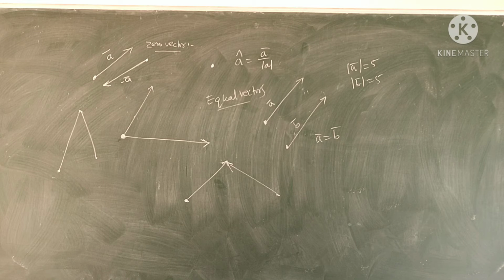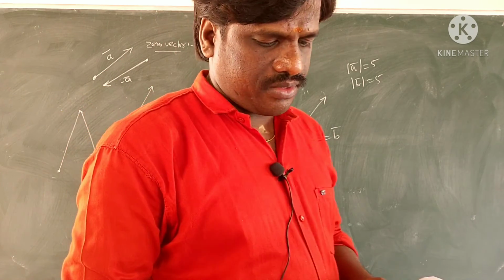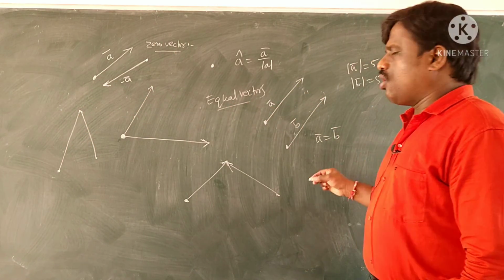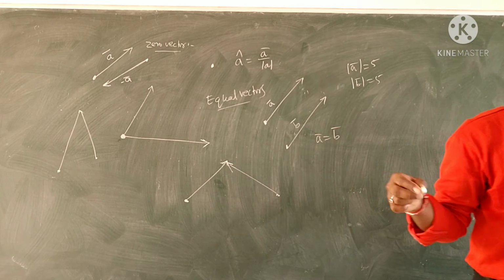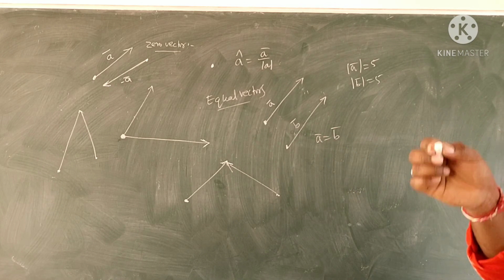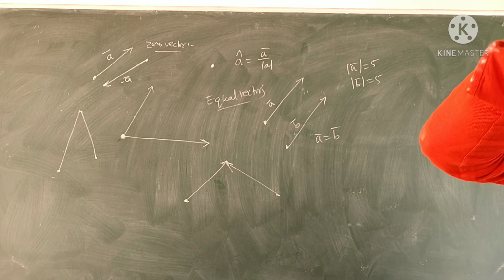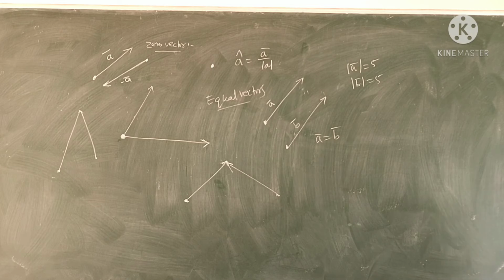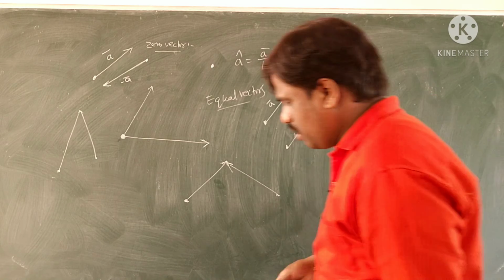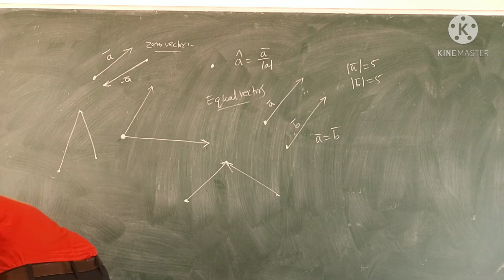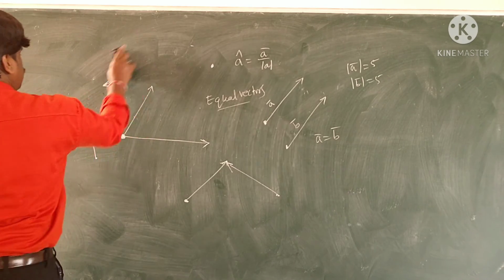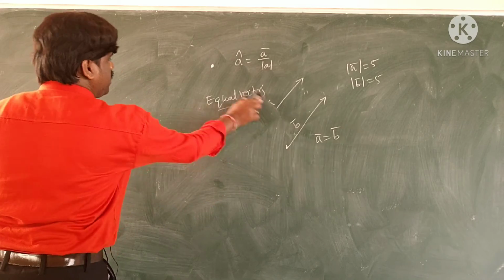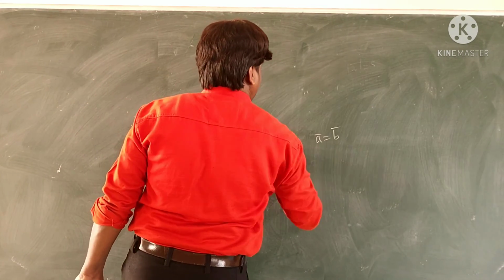Next, collinear vectors. Vectors are said to be collinear if they are parallel to the same line. See here, all parallel vectors, meaning all vectors which are parallel to each other, are called collinear vectors. What is the collinear vector definition? Collinear vector is important, you should know this one. I even gave you this in the unit test, and I explained it.